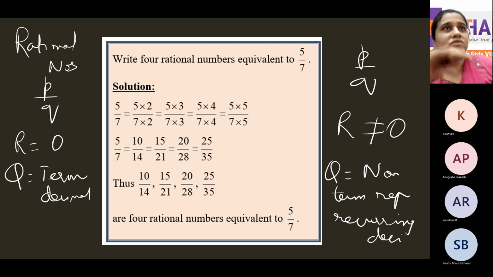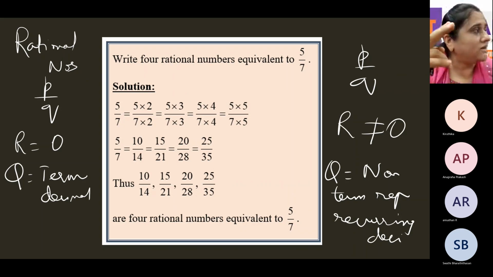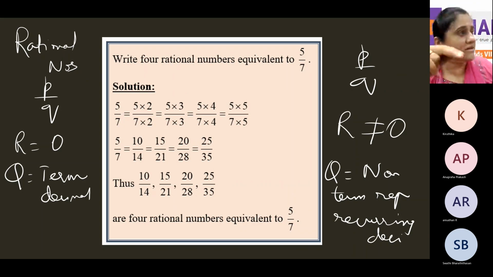So basically there are two kinds of decimals: terminating and non-terminating. Non-terminating decimals are either non-terminating repeating or non-terminating non-repeating. Or you can say non-terminating recurring and non-terminating non-recurring. So the last one is non-terminating non-recurring, or non-terminating non-repeating.